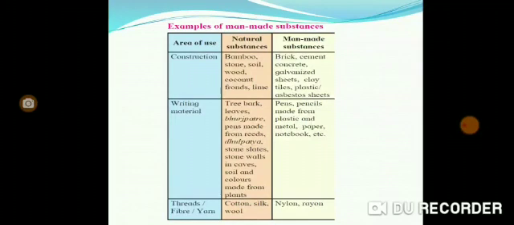Okay, now for writing material, what can be used as a writing material which is a natural substance? It's tree bark, leaves, bhurja patra, pens made from reeds, dhul patya, stone slates, stone walls in caves, soil and colors made from plants. Okay, and man-made substances are pens, pencils made from plastic and metal, paper, notebook, etc.